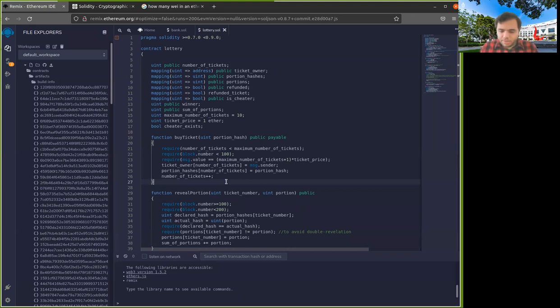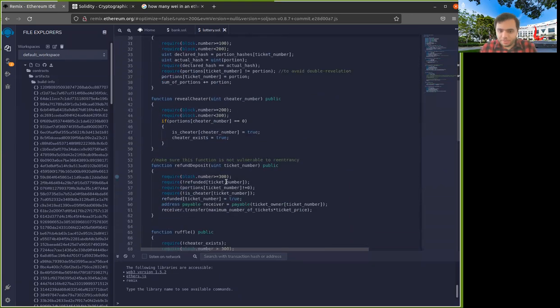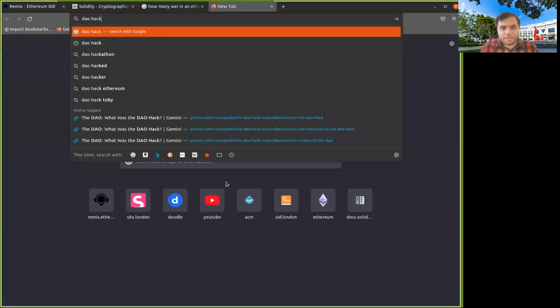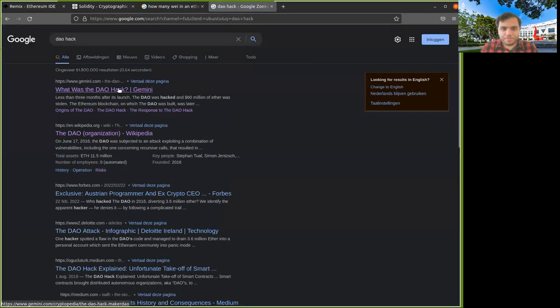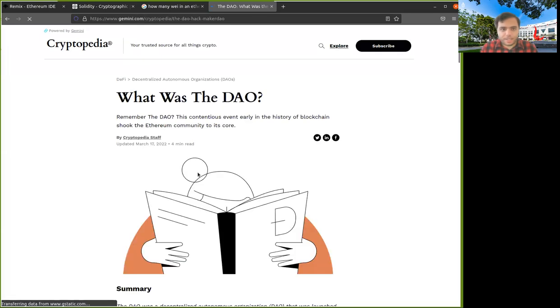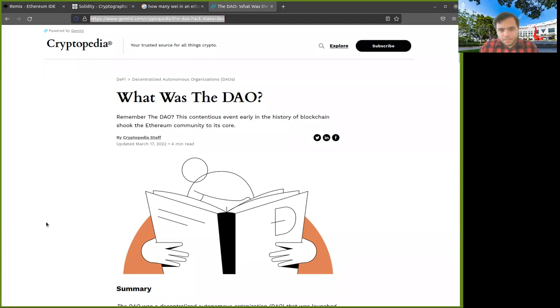And one final thing that I want to say is what happens if you're not careful enough. What happens is something like the DAO hack. I would really suggest that you read this blog post. This is the URL. I'm putting it also in the chat.